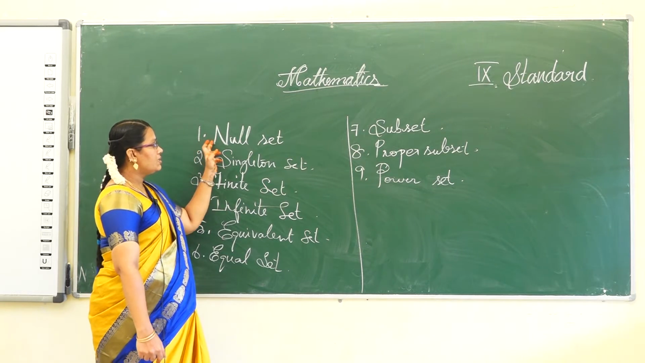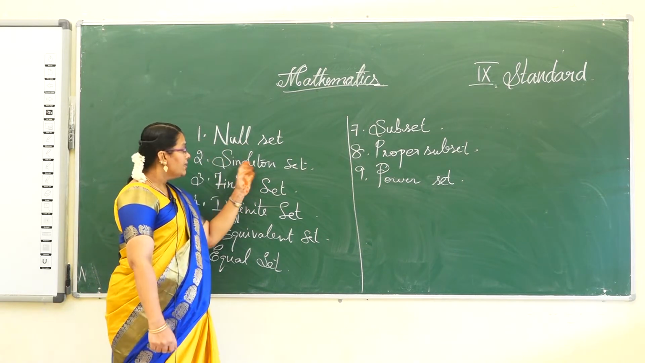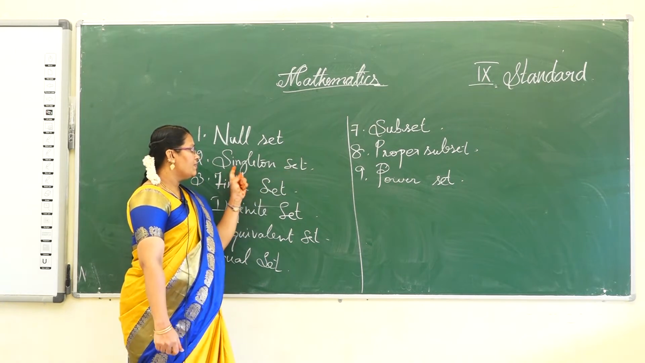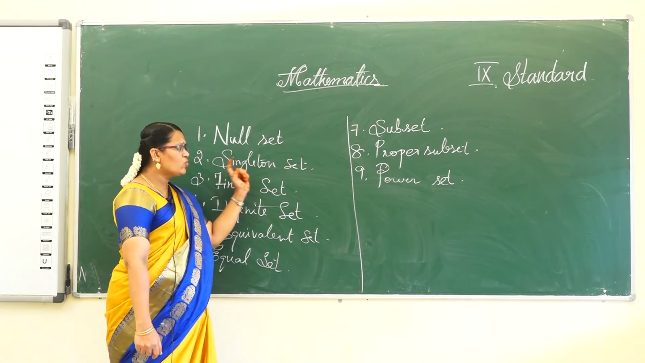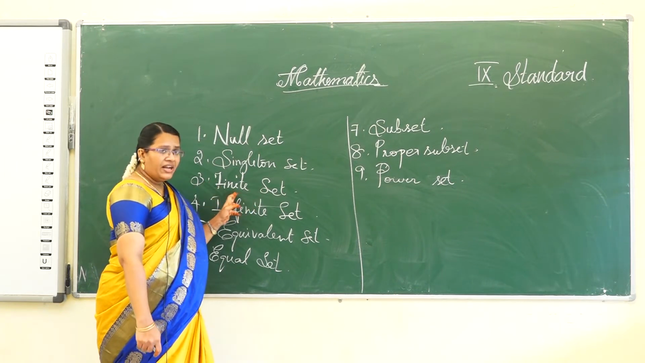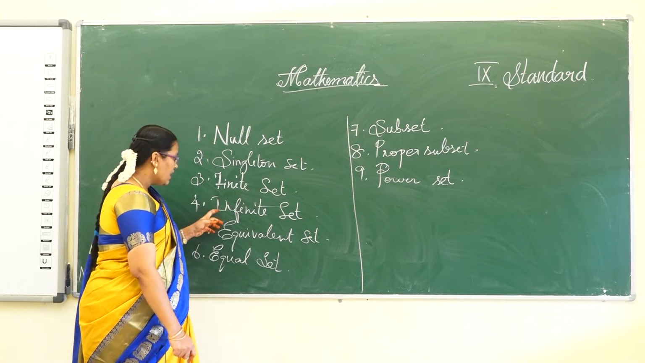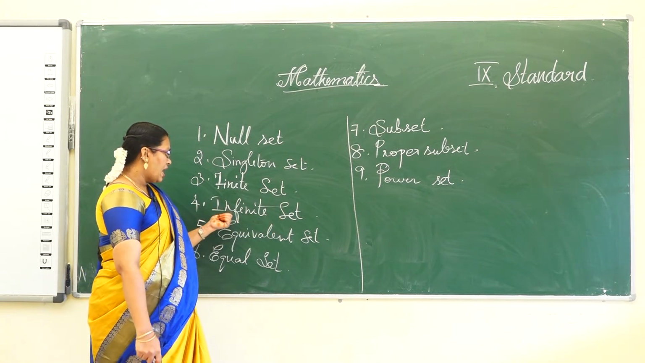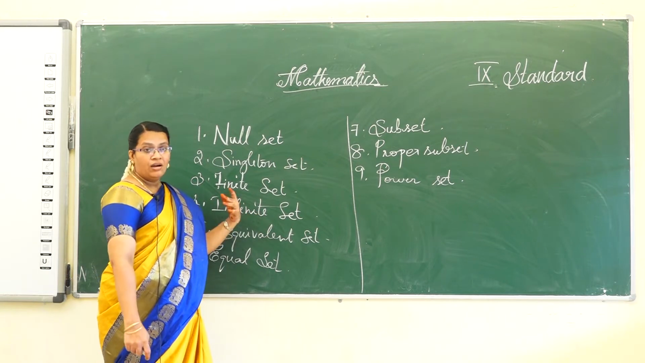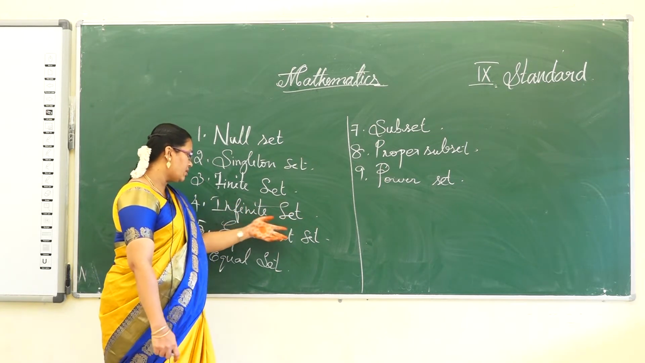So null set: it has no elements, it is called the null set. And then singleton set: singleton set means it has only one element. Finite set: a finite number of elements is called the finite set. Infinite set: it does not have a finite number of elements, that is called the infinite set.